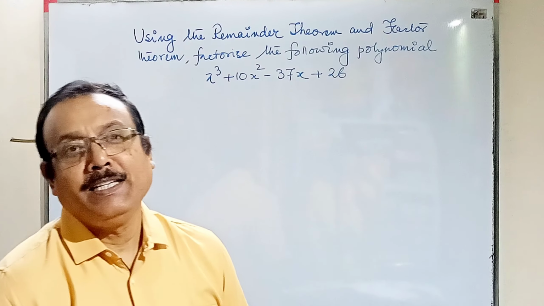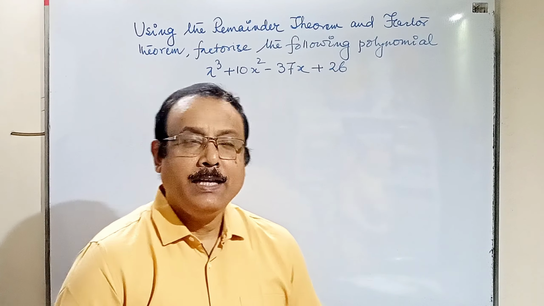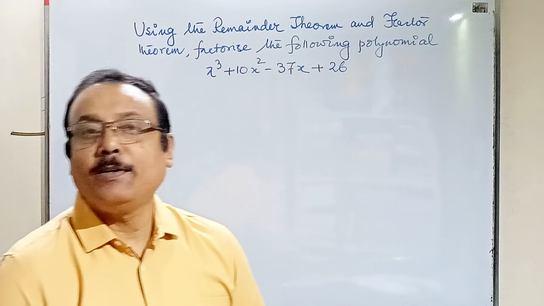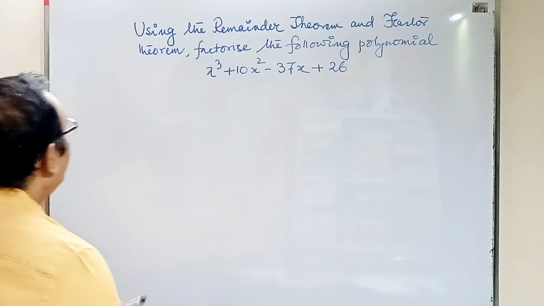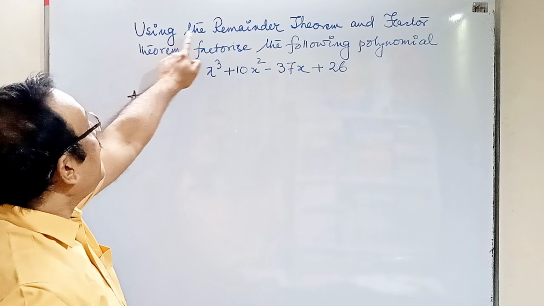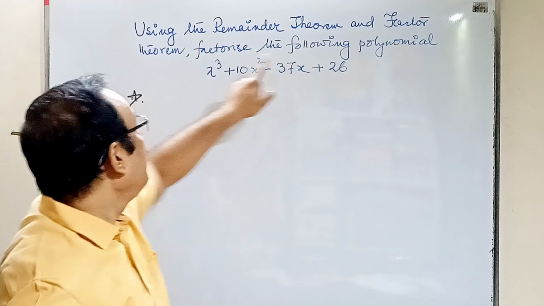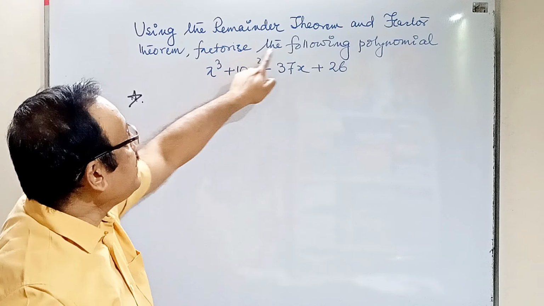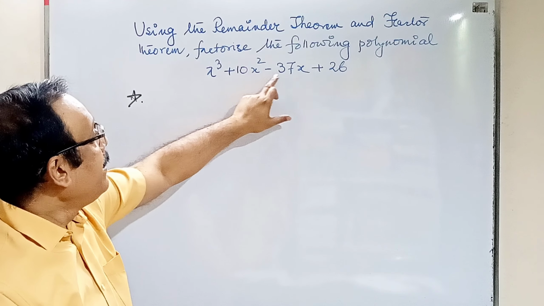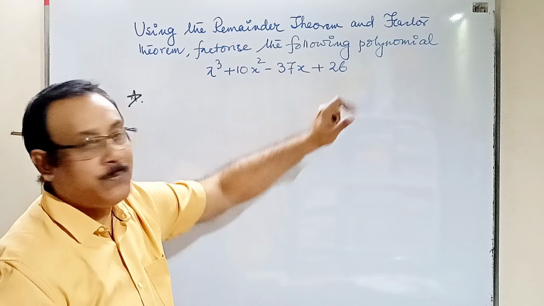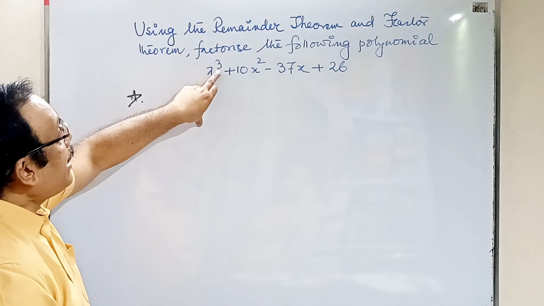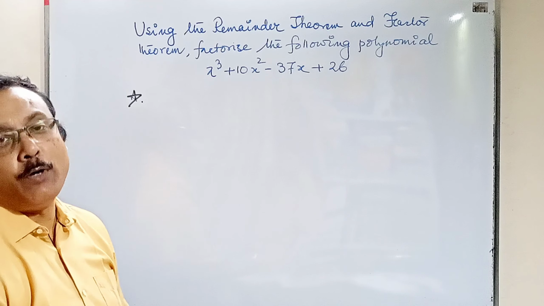Our today's question is from the factorization chapter, and this is one of the very common and important questions of 10 ICSE. The question is: using the remainder theorem and factor theorem, factorize the following polynomial: x cube plus 10x square minus 37x plus 26. Here the highest power is 3, so this is a cubic polynomial.